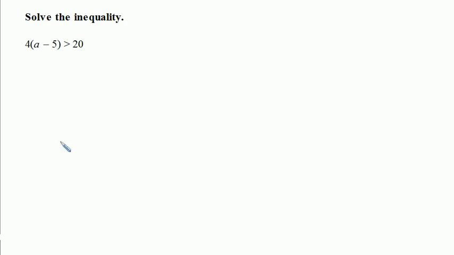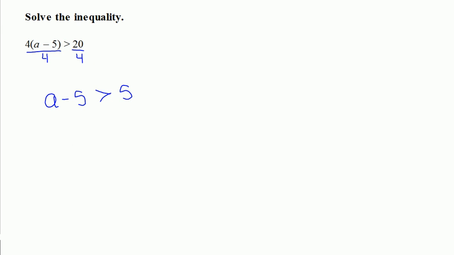This is number 8. It looks a little simpler than number 9. Let's go ahead and solve this. I noticed that I could, if I wanted to, distribute the 4, but I'm going to choose to divide by 4 because it goes into 20 so nicely. So I've got a minus 5 is what's left on the left side of the inequality is greater than 20 divided by 4 is 5.